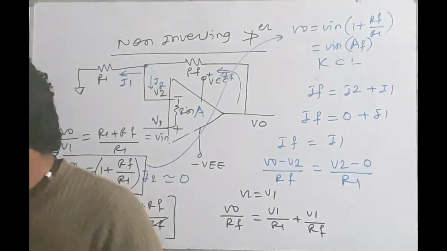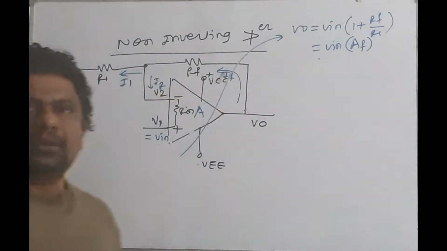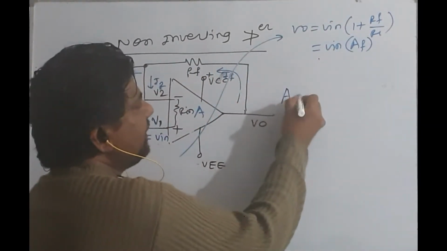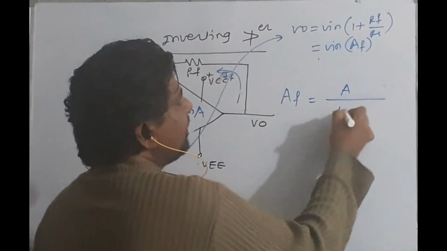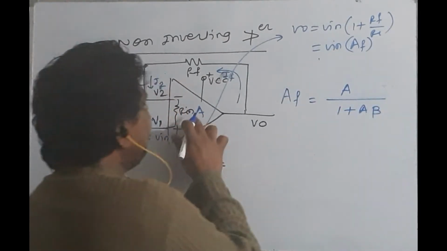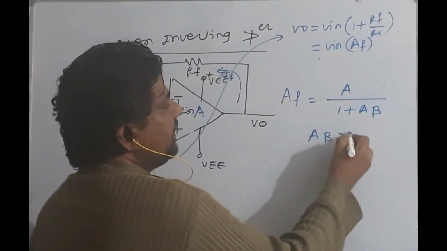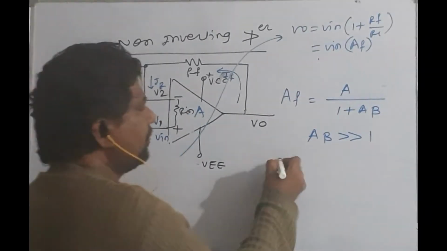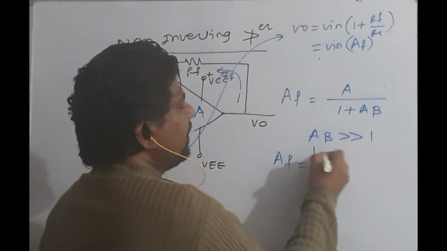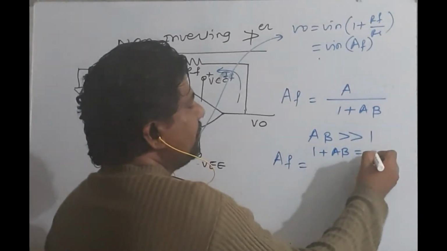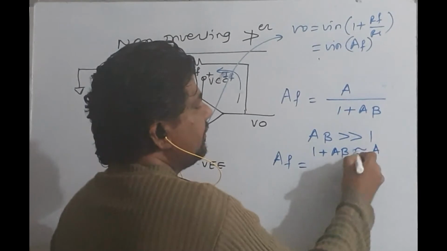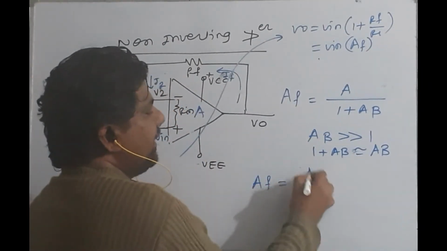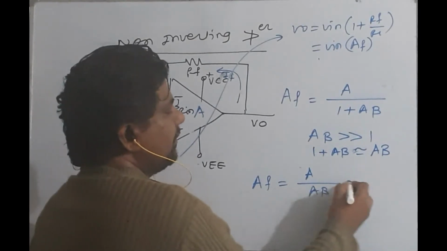Now let us do that also. Let us try to understand with negative feedback how we can do this. With negative feedback, gain is equal to A divided by 1 plus A beta. Now A into beta is always greater than 1, correct? So approximately 1 plus A beta is nearly equal to A beta. So AF is equal to A divided by A beta, which is 1 by beta.